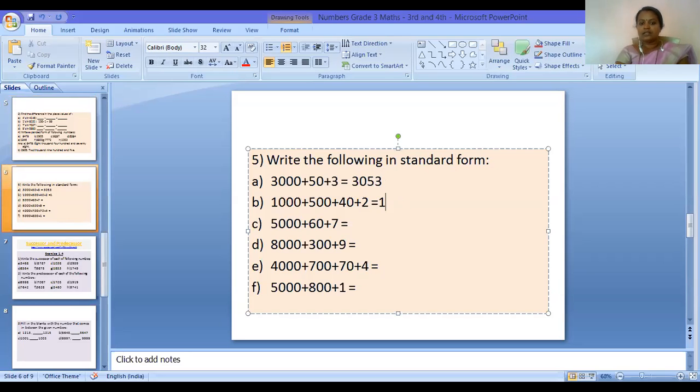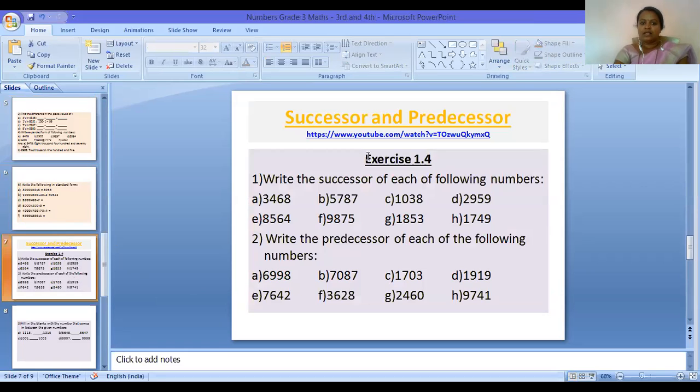Let's try with the second. That would be 1000 plus 500 plus 40 plus 2. So it is 1540. Same way, try question C, D, E, F as practice. Let's move ahead, writing the successor of each of the following numbers.